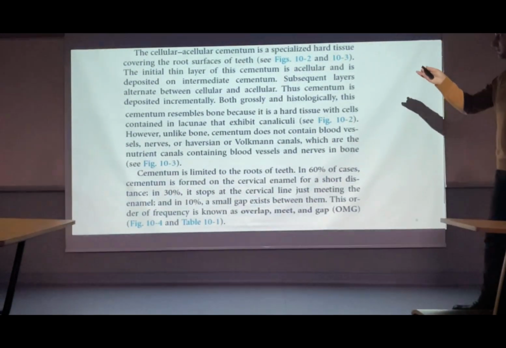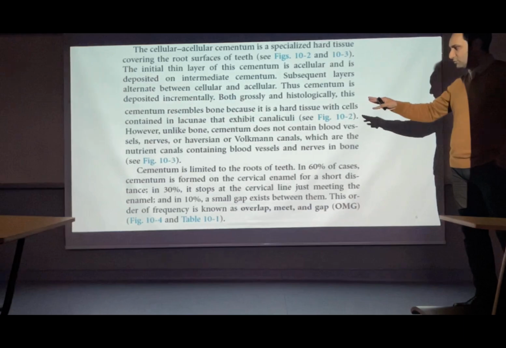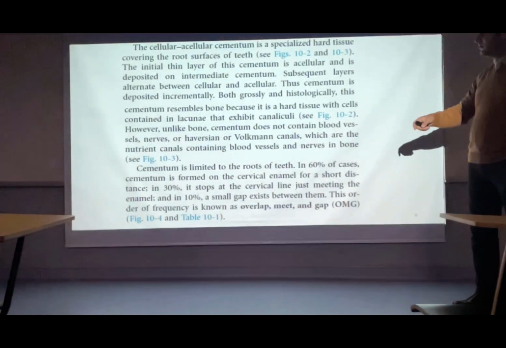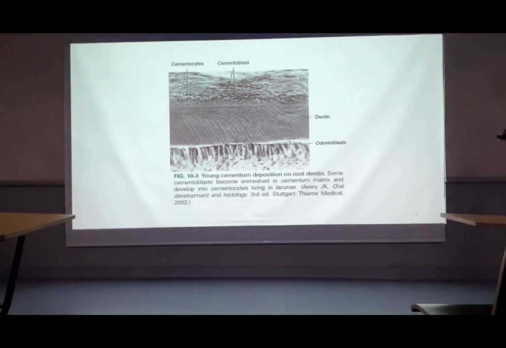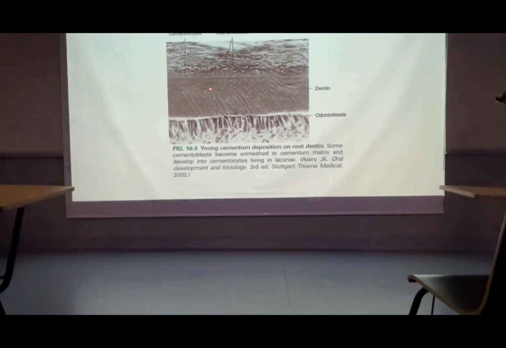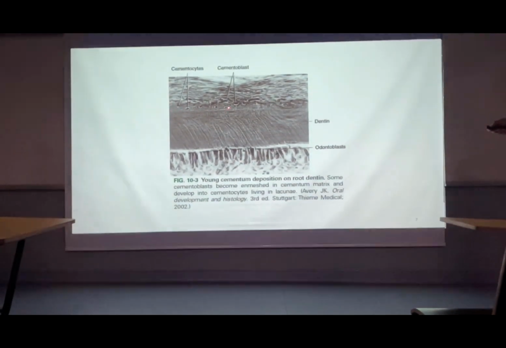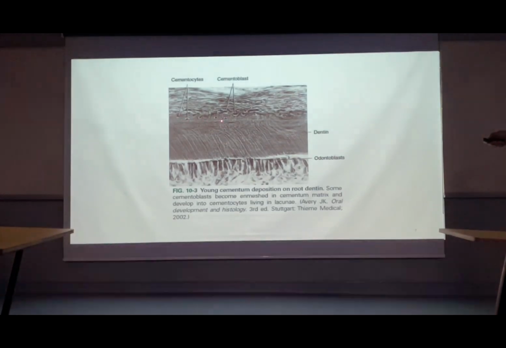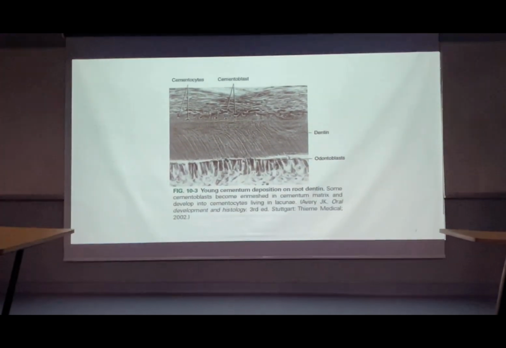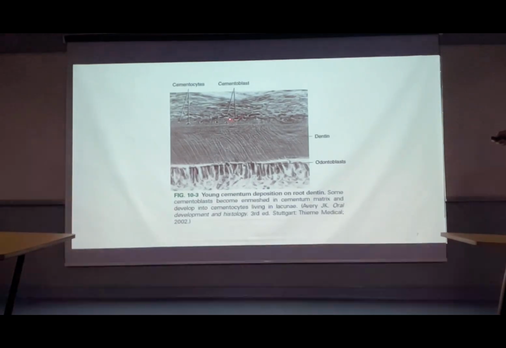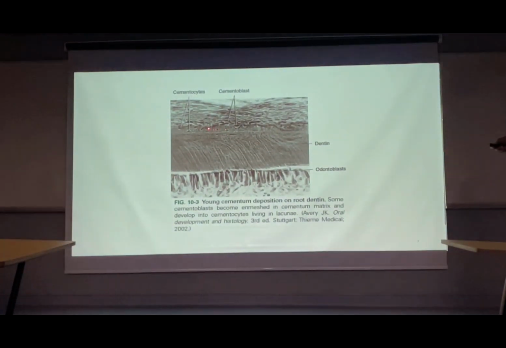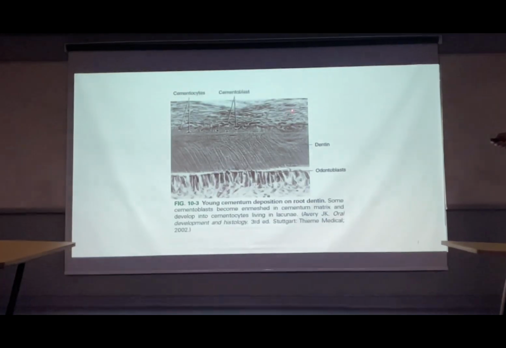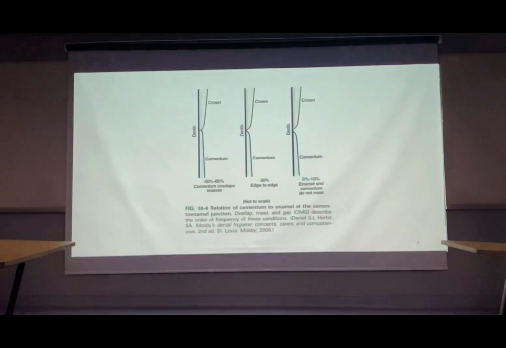Now here you can see the structure of cellular and acellular cementum. I talked about these parts. You can read this part for yourself. Again, here you can see our dentin, cementum, and in this part you can see newly formed cementum. Here you can see our cementoblasts, which after being completely covered with cement structure change into cementocytes. And in this part we have the periodontal ligament.